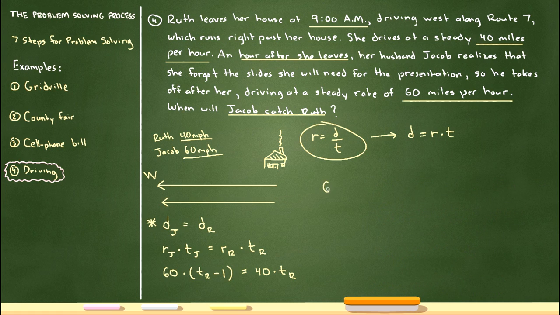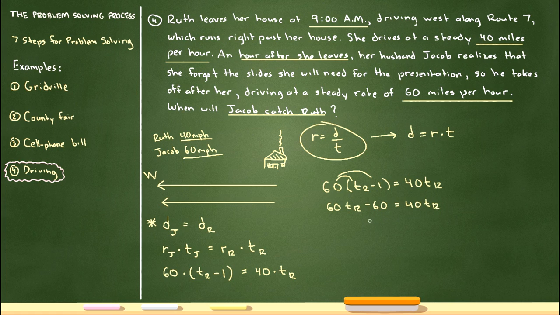Okay, so let me just rewrite this. 60 times t sub r minus 1 is equal to 40 t sub r. So let's go ahead and solve this. In this case, we need to simplify the left side first. So we get 60 t sub r minus 60. So what I did was distribute the 60. And this is equal to 40 t sub r.